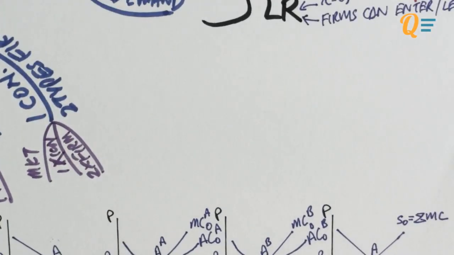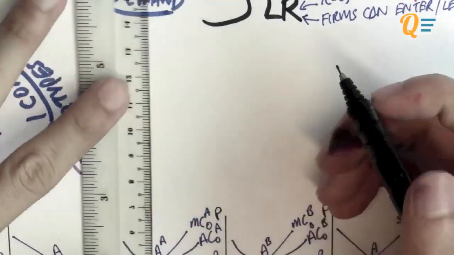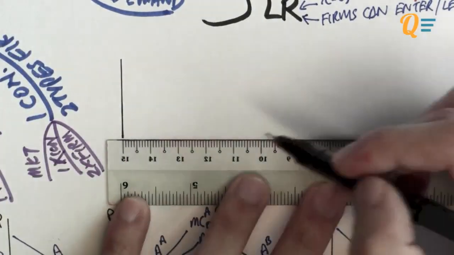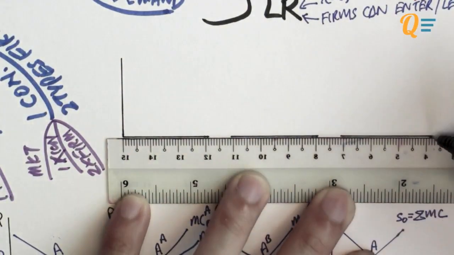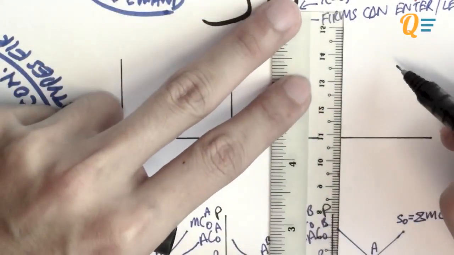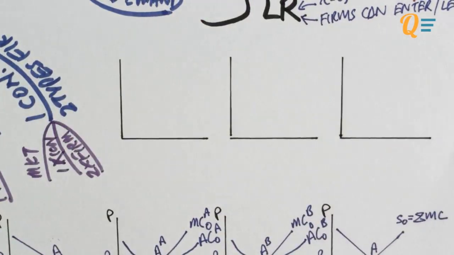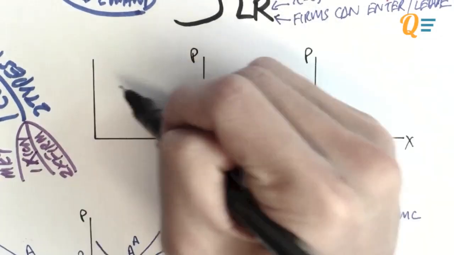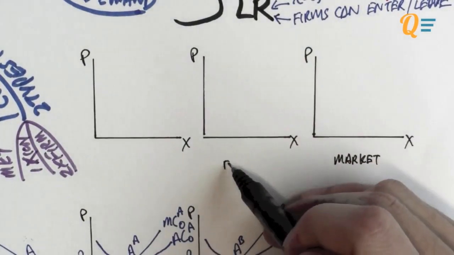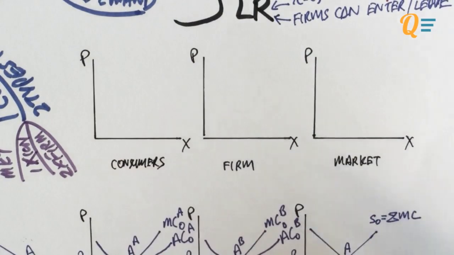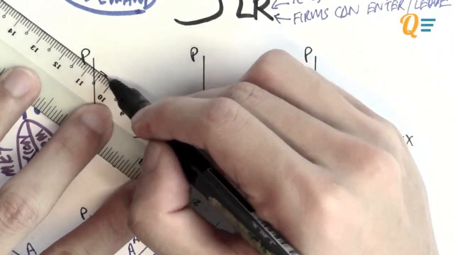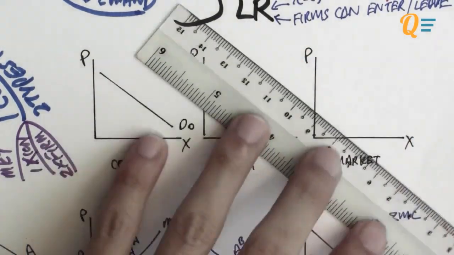Okay, so now I'm going to move on to another scenario which is simple. It's still simple, but it's a little bit more complex than the previous example that you have seen. In this scenario, what we're going to assume is that, again, there's going to be one type of consumer, one type of firm, and for that you're going to need to have graphs for each one of them, and you're going to need to have a market graph as well.